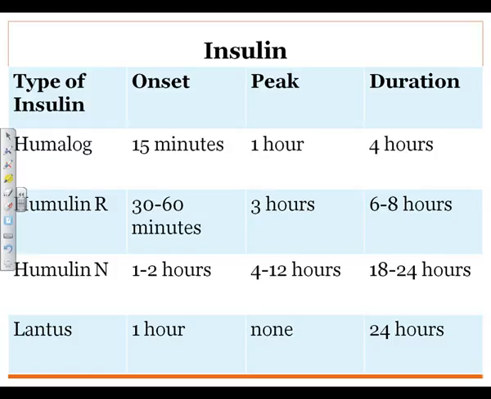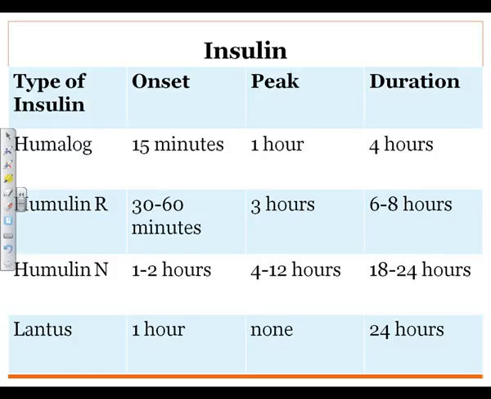They're usually given with meals. They're not given at bedtime for the very reason that you don't want it to peak while they're asleep. Humulin N or your NPH or your 70/30, which are known as your intermediate-acting insulins because they have both a short-acting and a longer-acting insulin in them. They don't start to work quite as fast, and they're going to peak over an extended period of time, so 4 to 12 hours. Okay?